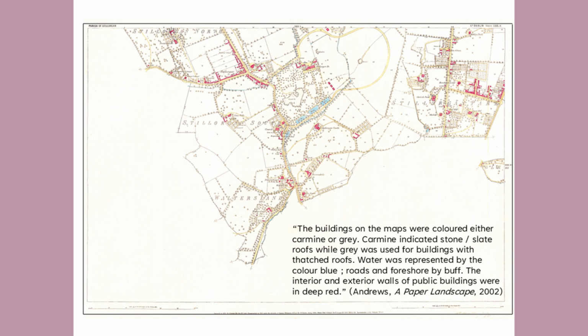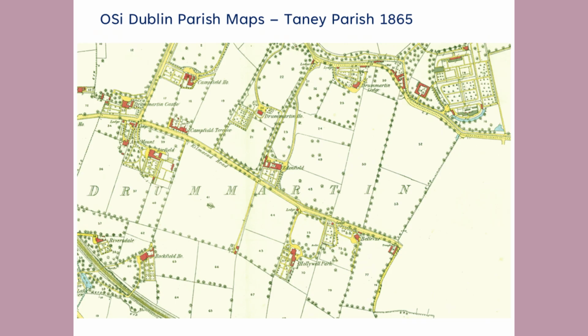The buildings on the maps were coloured either carmine or grey. Carmine indicated stone or slate roofs, while grey was used for buildings with thatched roofs. Water was represented by the colour blue, roads and foreshore by buff, and the interior and exterior walls of public buildings were in deep red. And there's an image of the Taney parish map, just to show an additional sample from the collection.